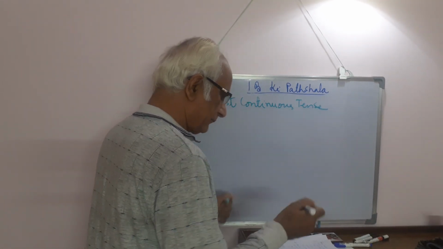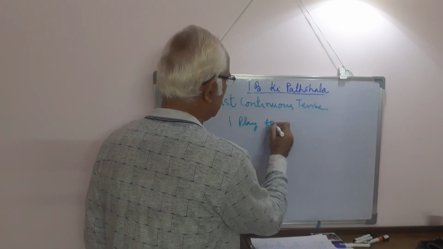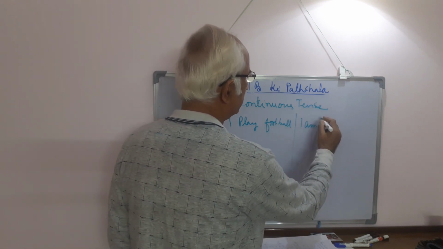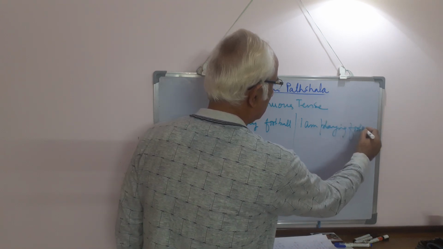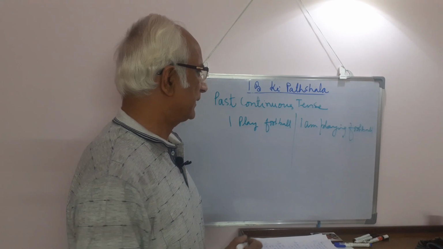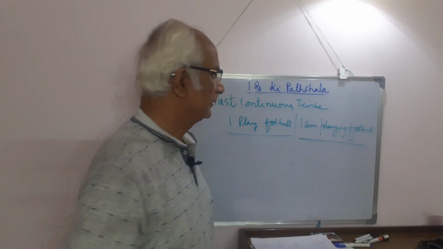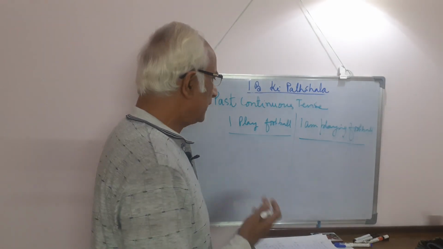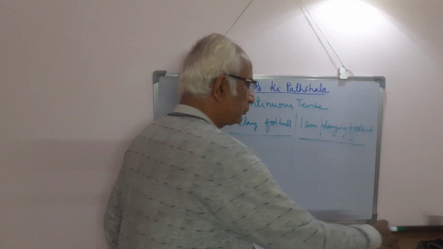Now if I say, I play football, and then I say, I am playing football. Now these are both sentences in simple present tense and present continuous tense. This is simple present and this is present continuous. So we're talking of the present time. So I play football, simple present. I am playing football, present continuous. Now we'll come to the past tense.